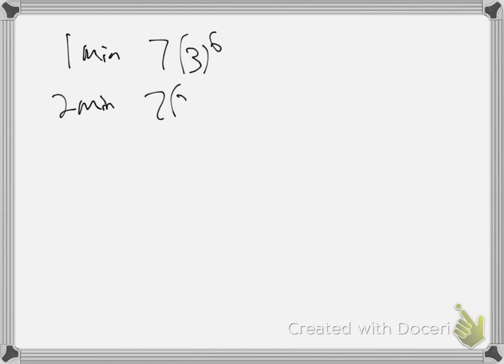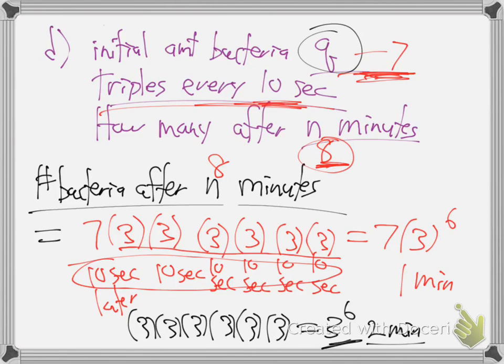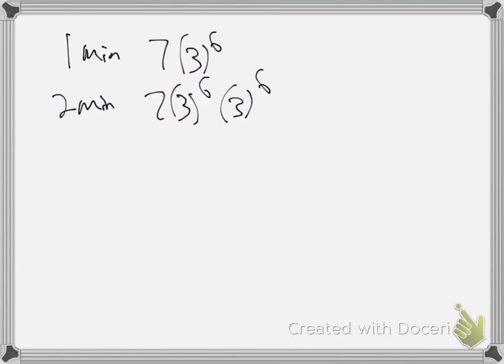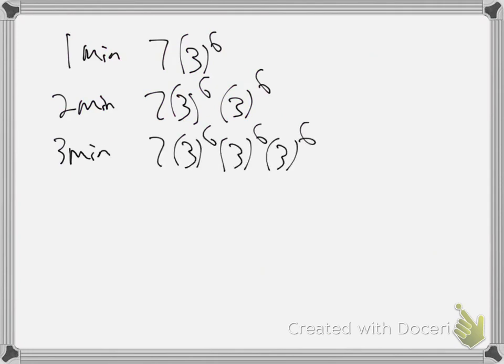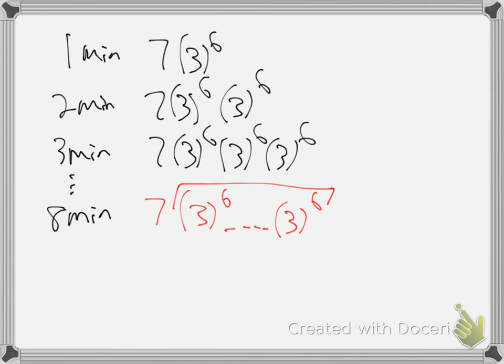Let me go to a new screen. So after 1 minute, it's 7 times 3 to the 6th. After 2 minutes, it's what we had after 1 minute, and then another 3 to the 6th, right? This is all multiplying, it's growing and growing and growing. After 3 minutes, it would be 7, 3 to the 6th, 3 to the 6th, 3 to the 6th. You get the idea. So after 8 minutes, what are we going to have? 7 and 3 to the 6th, a whole bunch of 3 to the 6ths. How many of them? 8 of them, one for each minute, right?